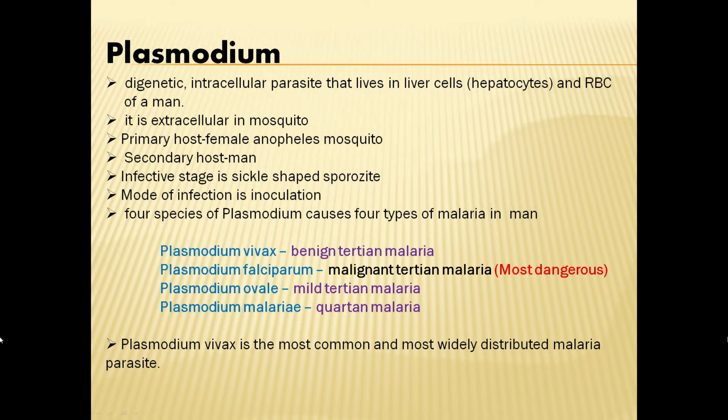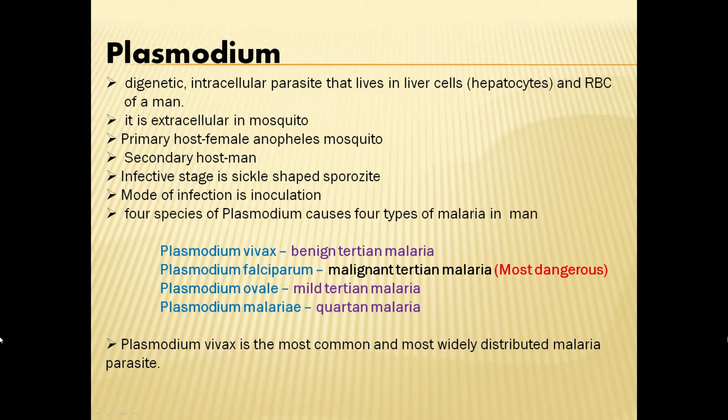There are 4 species of Plasmodium which cause 4 types of malaria in human beings. First one is Plasmodium vivax. It causes benign tertian malaria. Second is Plasmodium falciparum. That causes malignant tertian malaria. This is one of the most dangerous Plasmodium because it hurts the cerebrum. Next is Plasmodium ovale. This causes mild tertian malaria. Fourth is Plasmodium malariae, which causes quartan malaria.